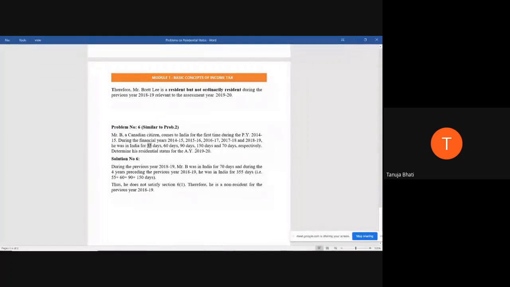So if he's not fulfilling both the basic conditions, tell me students whether he's a resident or a non-resident. Non-resident. Since he does not satisfy any of the conditions specified under section 6 subsection 1, he is a non-resident for the previous year 2018-19.